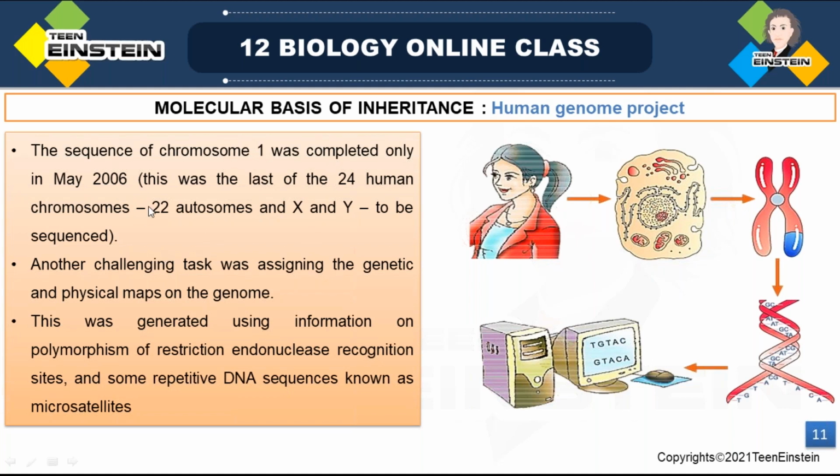The sequence of chromosome 1 was completed in May 2006. Another challenging task was assigning the genetic and physical map of this genome, and that was generated using information of polymorphism of restriction endonuclease recognition sites and some repetitive DNA sequences, which are known as microsatellites. If the genes are near, there is a chance of them being inherited together. If the genes are far, there is very little chance of getting inherited together. Got it?